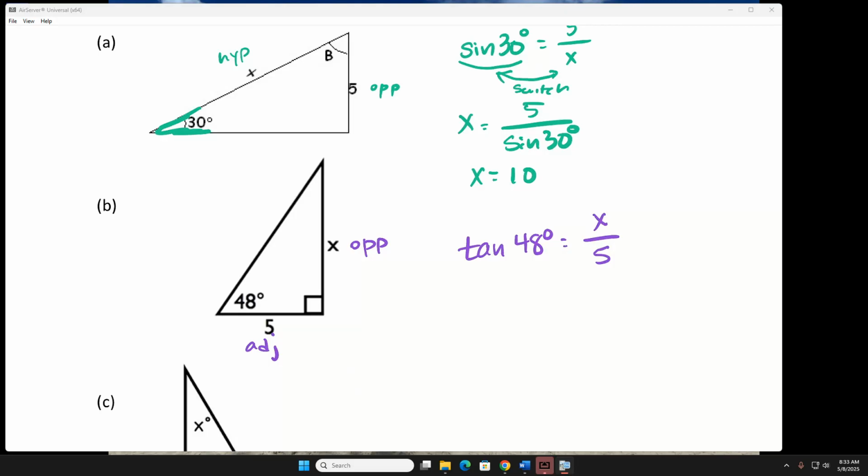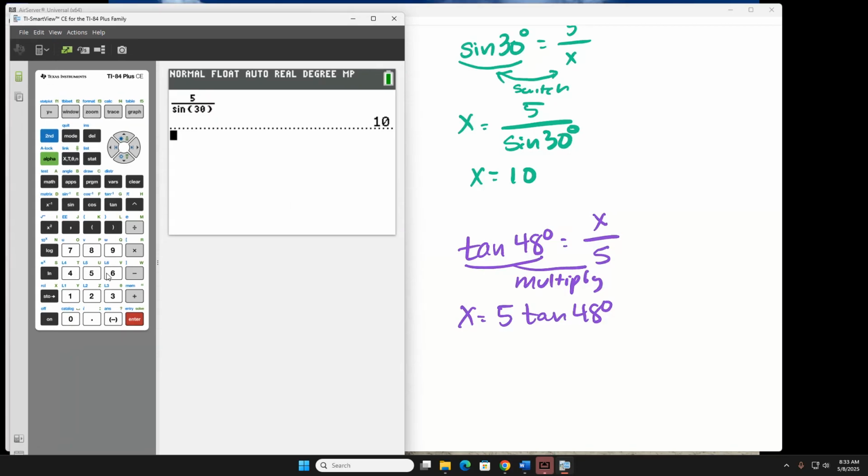In this situation, the variable is up high, and when the variable is up high, you're going to multiply. So x is going to be equal to 5 times the tangent of 48 degrees. That's like Stan. So that means that x is going to be about 5.5.